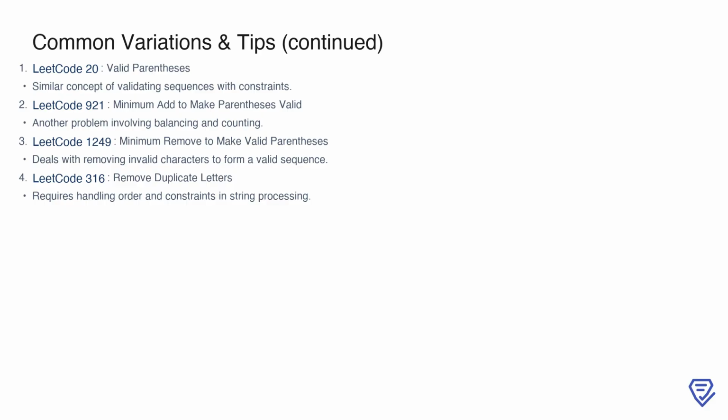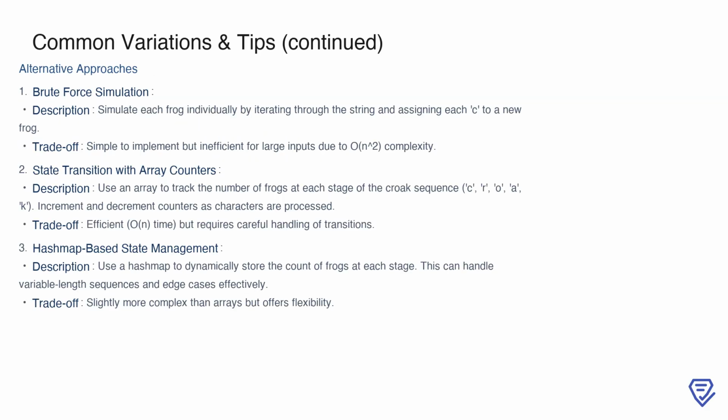Studying these problems can help you develop a deeper understanding of sequence validation and state management, which are central to solving the minimum number of frogs croaking problem. There are several approaches to solving this problem, each with its own trade-offs. The brute force simulation approach involves iterating through the string and assigning each C to a new frog, simulating their progress individually. While simple to implement, this method is inefficient for large inputs due to its O(n²) complexity.